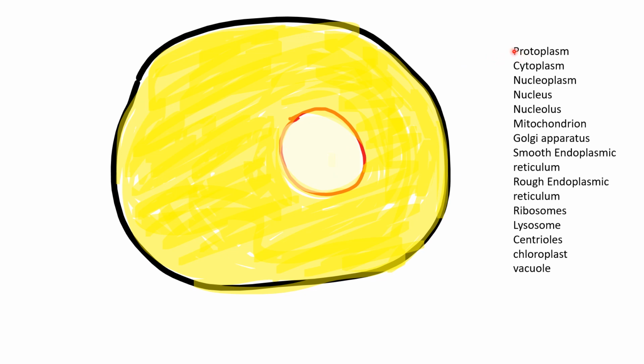The protoplasm between the cell membrane and the nucleus is called cytoplasm, and the protoplasm within the nucleus is called nucleoplasm. So cytoplasm is between the cell membrane and the nucleus, and nucleoplasm is inside the nucleus, and together cytoplasm and nucleoplasm form the protoplasm. So there are various organelles present inside the protoplasm.